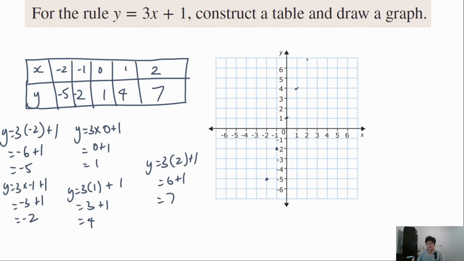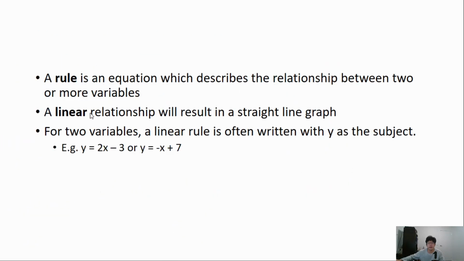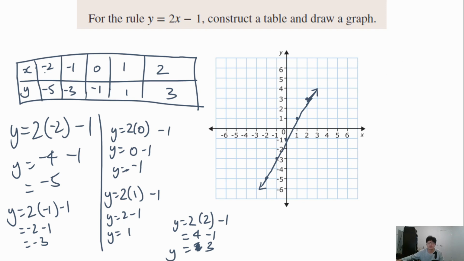So I just want you guys to think, is this graph, I'll connect this line, is this graph a linear or a non-linear graph? Think about what linear means. So this should be a straight line. I'm sorry, it's a bit wonky, but just imagine that is a straight line. Yep, so this graph is a linear graph. Remember from earlier, a linear relationship will result in a straight line graph. Linear just means straight line.